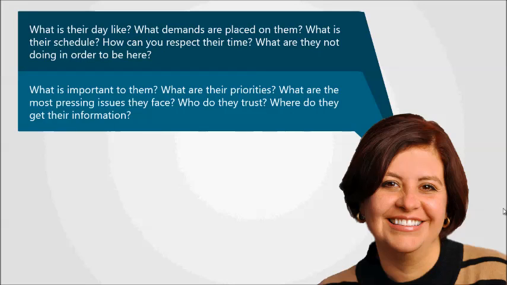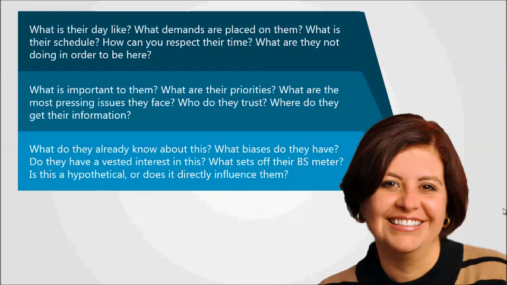If they get their information from CFO Magazine, and you can quote statistics that are in CFO Magazine, of course you're going to be farther ahead in that situation. And what do they already know? What biases do they have? So we were talking about our biases a second ago. Now what biases do they have? If you know that they're biased against something or for something, you need to use that information.